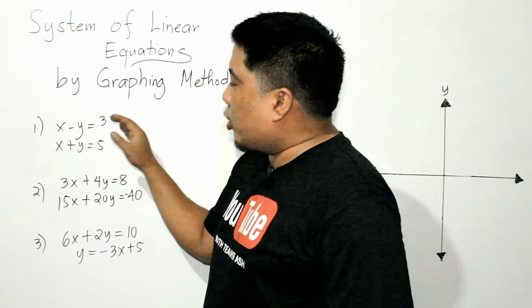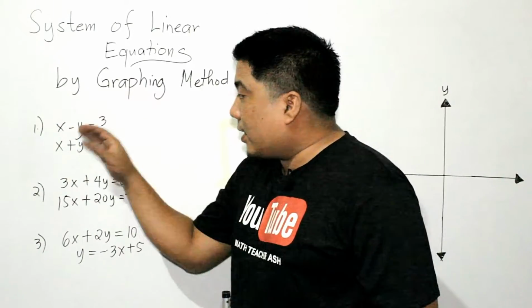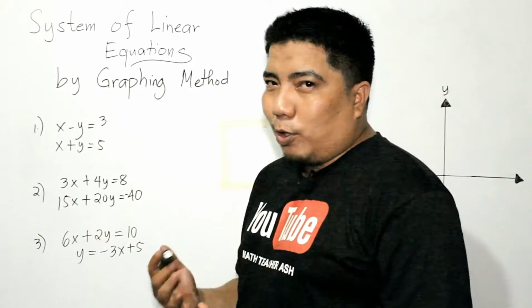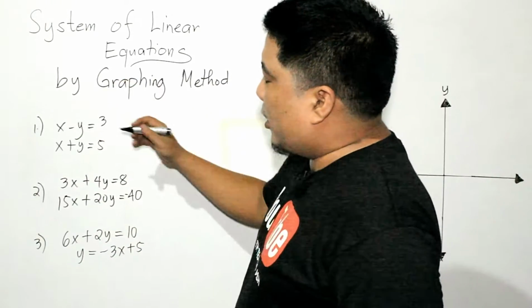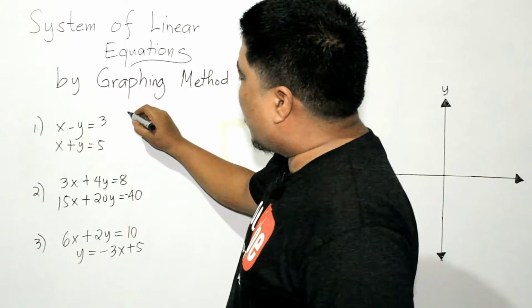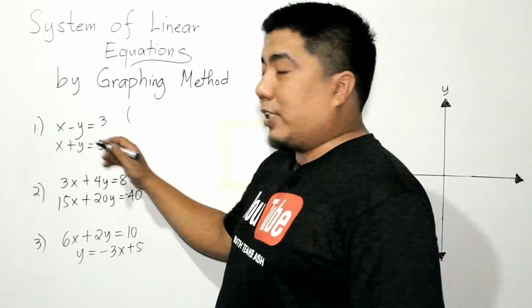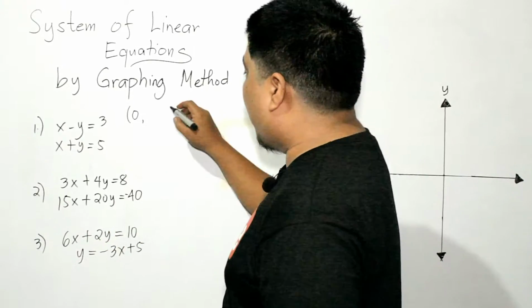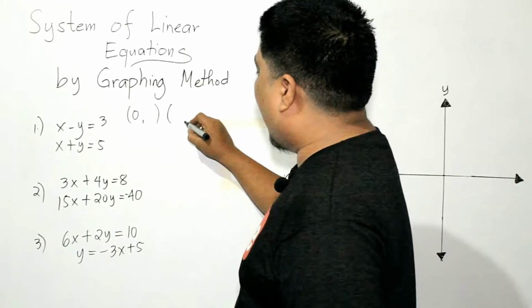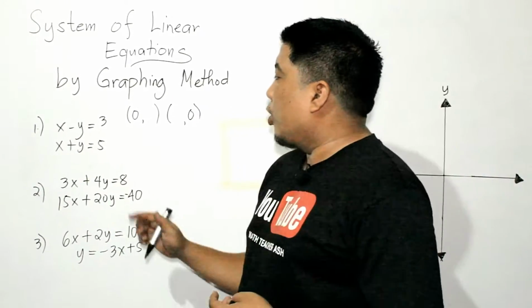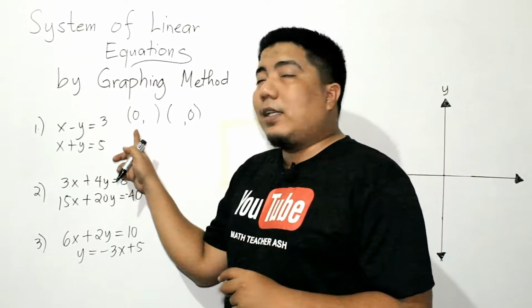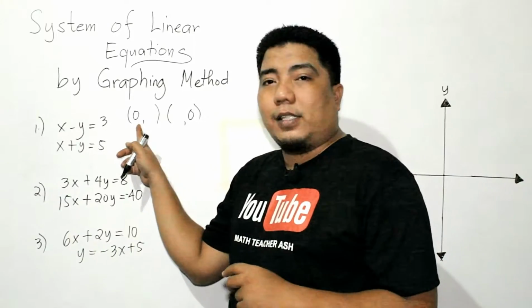We have here x minus y is equal to 3, and the second equation is x plus y is equal to 5. Now, how do we solve this one? First, you will solve the x-intercept and the y-intercept. When we say x-intercept and y-intercept, this is your x-intercept in which your y is equal to 0. And this is your y-intercept in which your x is equal to 0.